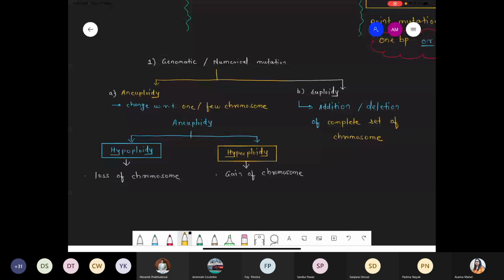Again, we will talk about some examples for euploidy also. Whatever examples we take, these are disorders present in humans, and definitely there is a fixed question from them, from the exam point of view. So is there any doubt here? Do you understand what is the meaning of the terminology: euploidy, aneuploidy, hypoploidy, hyperploidy?